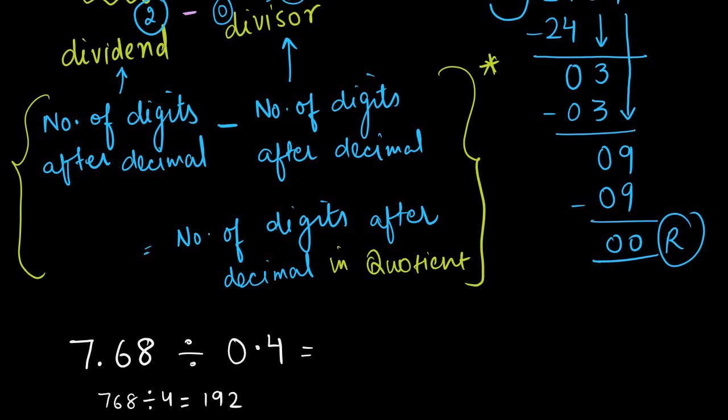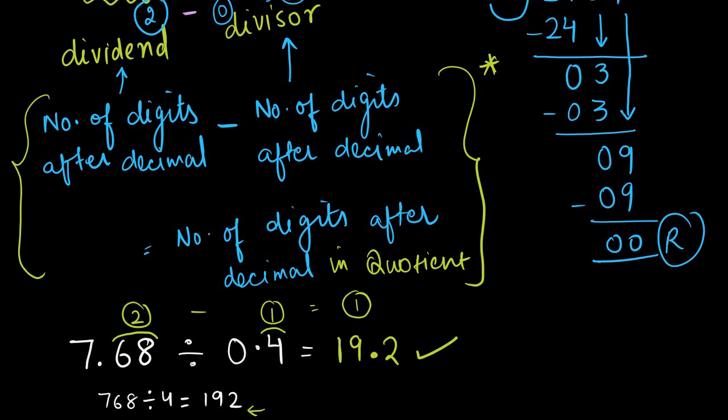Now I need to apply the trick. How many digits after the decimal in the dividend? 2. How many digits after the decimal in the divisor? 1. Subtract, and in the answer, 1 digit should be after the decimal. So start from the right: 19.2 is the answer. You can verify with the calculator, and I hope this trick makes sense and makes decimal division a little easier to understand.